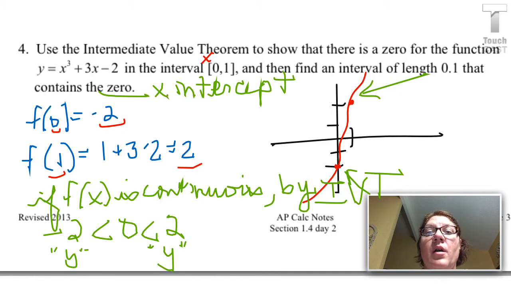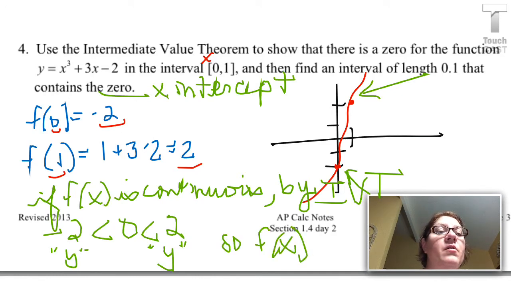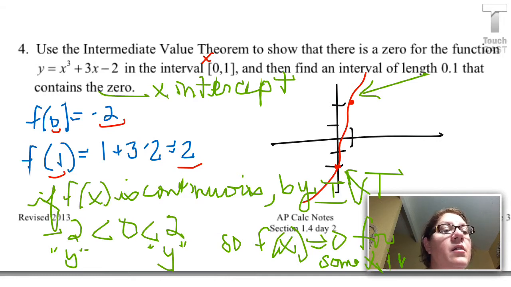And so f of x equals 0 for some x in 0 to 1.